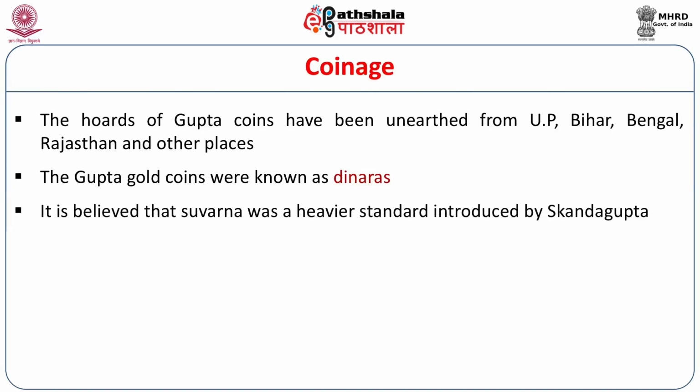It is believed that Suvarna was a heavier standard introduced by Skandagupta. Now the Gupta gold coins were issued in two different standards. One was the Dinara standard, which is a lighter standard, and it was imitated from the Roman denarius. It was equivalent to 121 grains, and then the Suvarna standard is a heavier standard which was issued by Skandagupta, and these coins were usually heavier in weight.